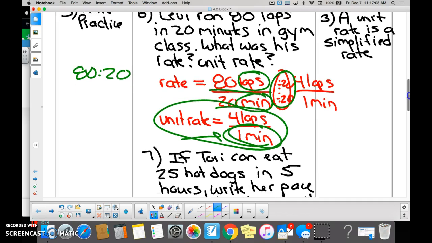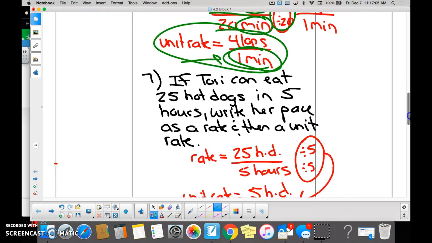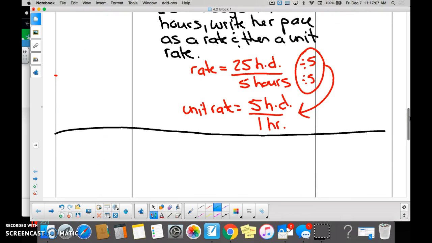Okay? And then Tori was eating hot dogs, and you guys did basically the same thing. She can eat 25 hot dogs in 5 hours. You found that the unit rate for Tori is 5 hot dogs per 1 hour. That's the unit rate because of that number 1.